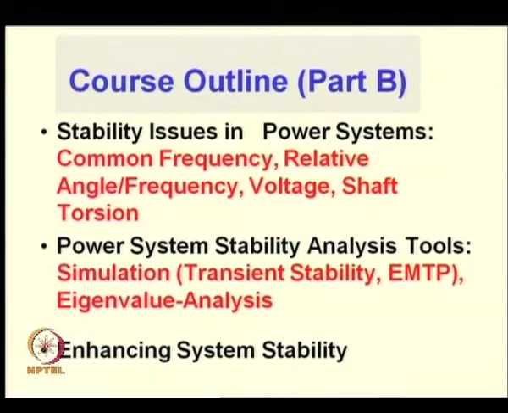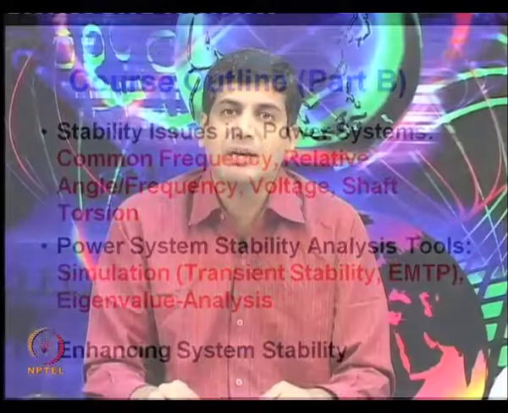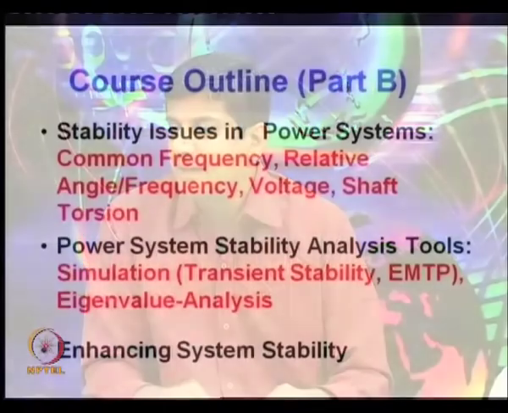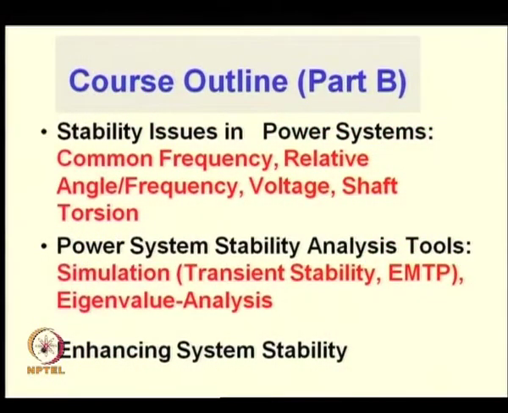Okay. Then we also discussed voltage stability. We took an example of voltage stability. We in fact studied slow voltage instability caused by the action of tap changing transformers and reactive power limits in a synchronous generator. The last topic, which we just ended the discussion on some time back, was shaft torsion, the stability of shaft torsional oscillations.